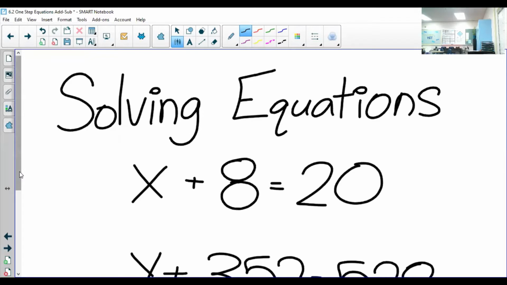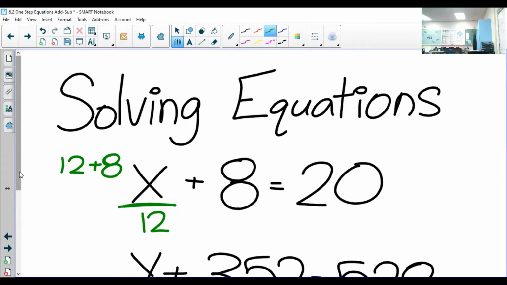Okay, because let's take this first equation that I have here, x plus 8 equals 20. Now, what could I put here for x to make this true? Well, let's see. I could try 10. If I put 10 there, would that work? What's 10 plus 8? That'd be 18, so not big enough. What if I tried 12? Would 12 plus 8 work? 12 plus 8 is 20. So if we put 12 here, that would make our equation true.